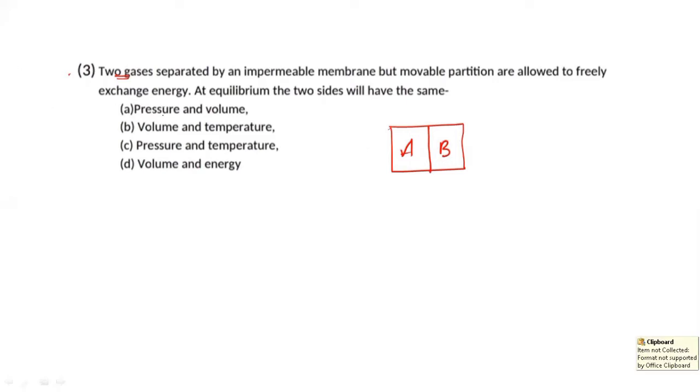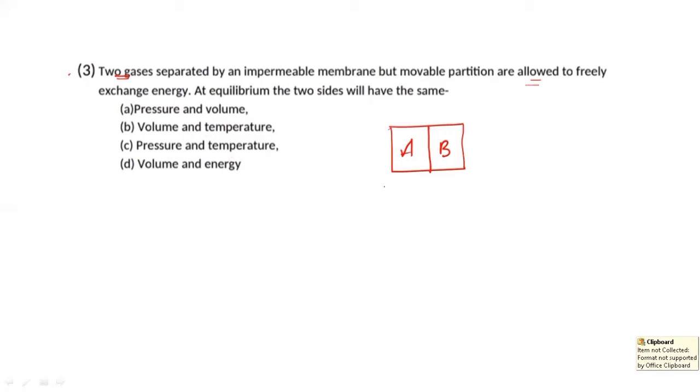We have 4 options. The first one is pressure and volume. Second is volume and temperature. Third is pressure and temperature. And the fourth is volume and energy. So first of all, when this partition is removed, it is said the exchange of energy is free. If the exchange of energy is free, that means temperature will become equal and they will have thermal equilibrium between them.